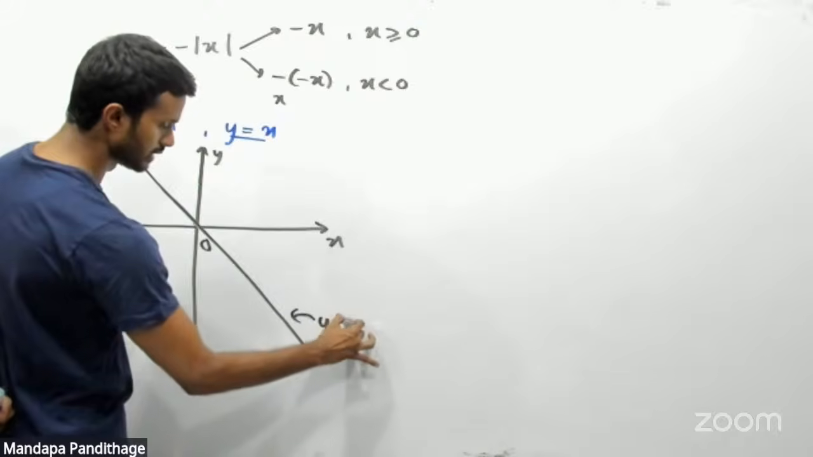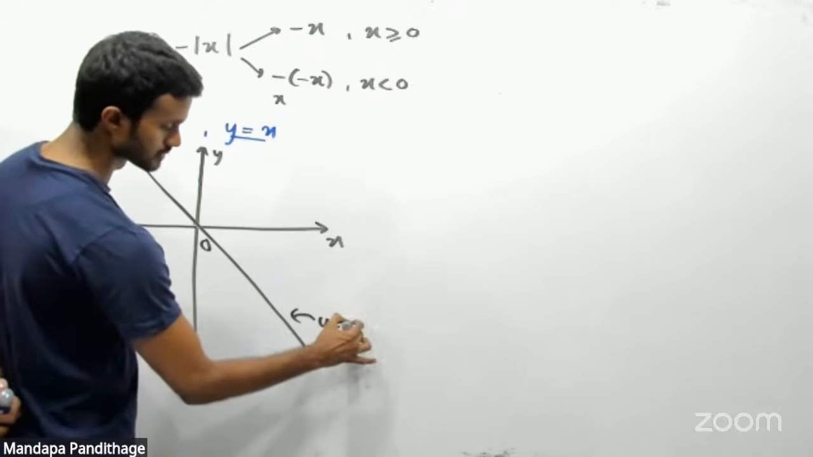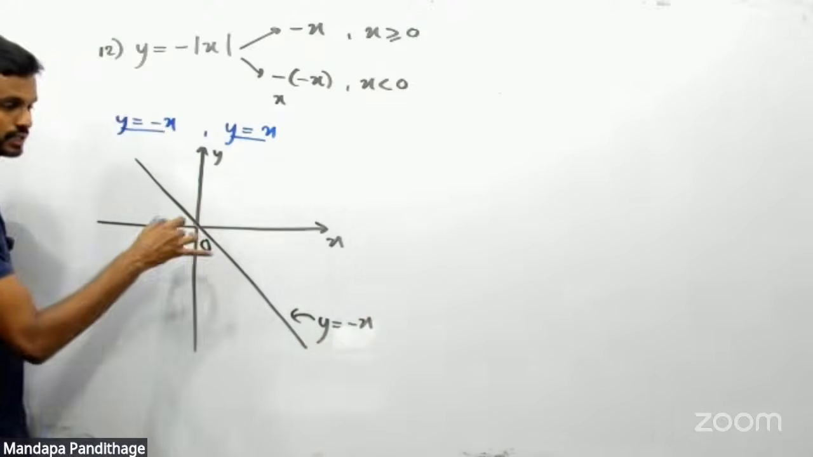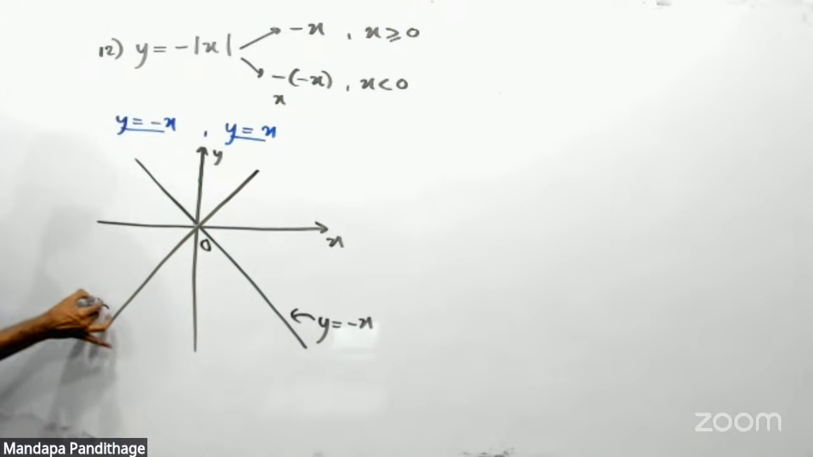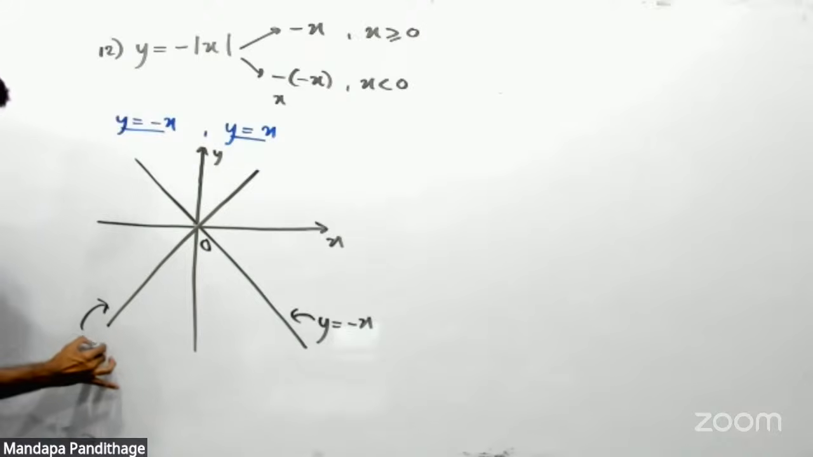And what is the other one? y equals x. It is also going through the origin, so you draw this in this way. This is y equals x.